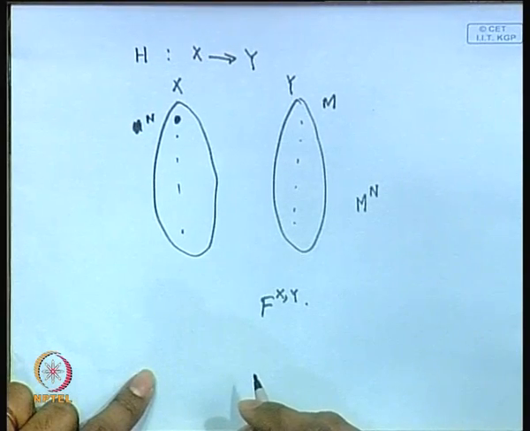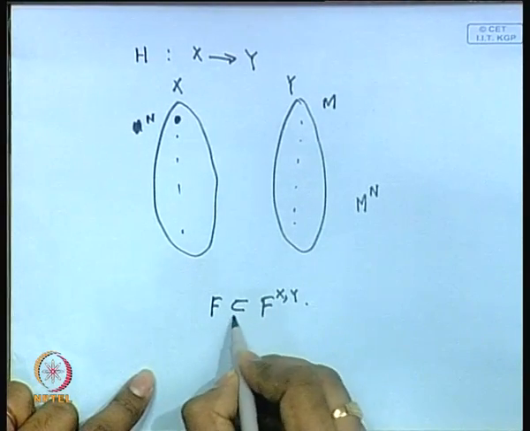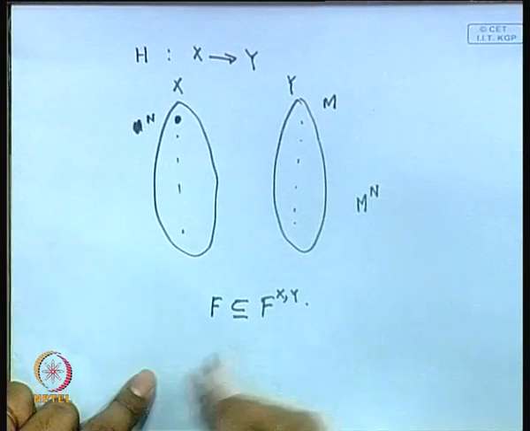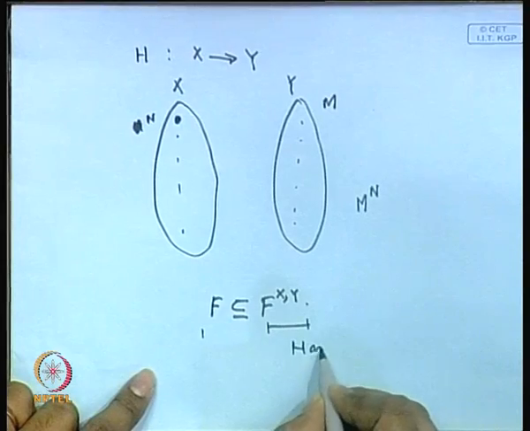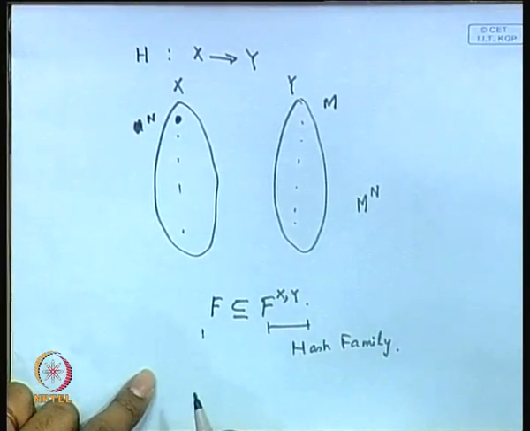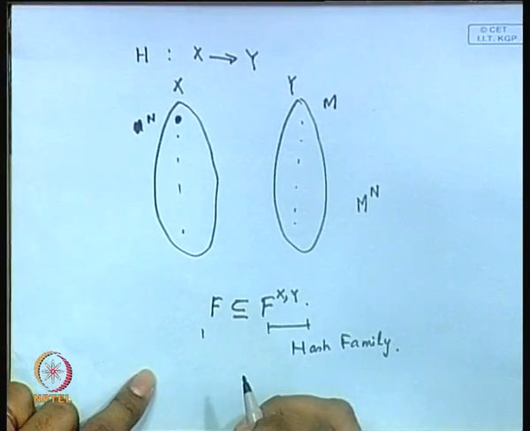Therefore if you say that your hash function f is a subset of all possible values of fxy, then this is something which is called a hash family, and from there you choose one hash function. Why are we using the subset notation? Yeah, because I am choosing only some of them from there.